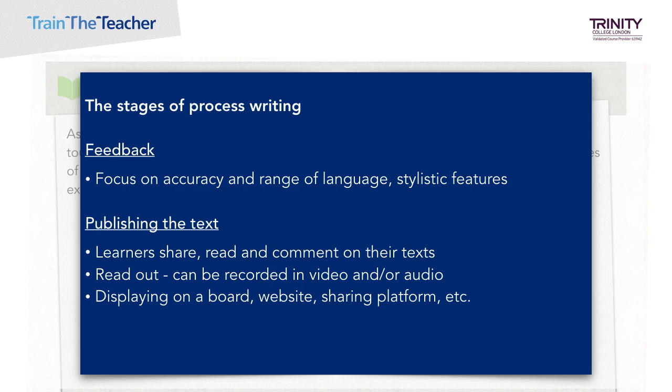Subsequent feedback could focus on areas of accuracy, the range of language, and stylistic features of the text, including its layout. And once you've gone through a series of feedback stages and redrafting stages, finally the learners will publish the text. And in this context, publishing means simply sharing it so that others can read and enjoy. So learners share, read, and comment on their texts. They could read them out, or you could record them in video or audio, or you could display them on a board, a website, or a sharing platform, etc.